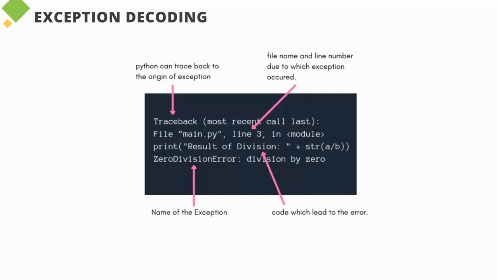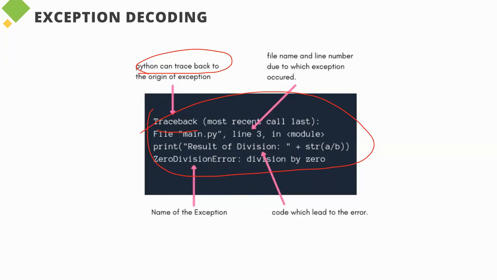Now if you see the exception output, as I have executed the previous code, this is how my error looks. If you see this error, there is a traceback. Python can trace back to the origin of the exception. This is the origin of your exception, this is where your exception occurs. That's the meaning of traceback.